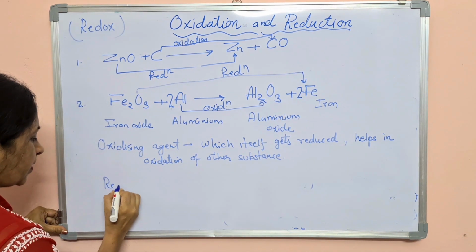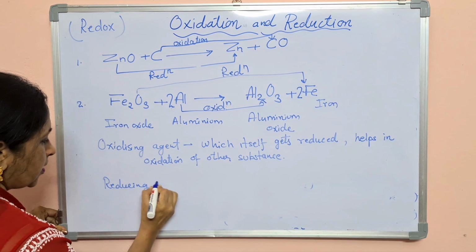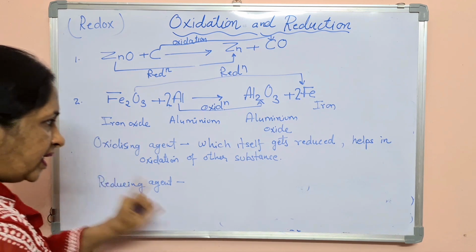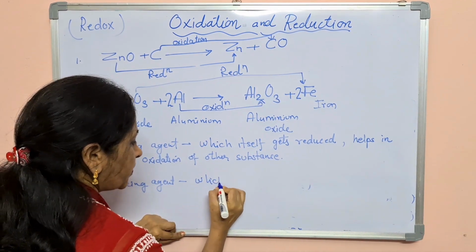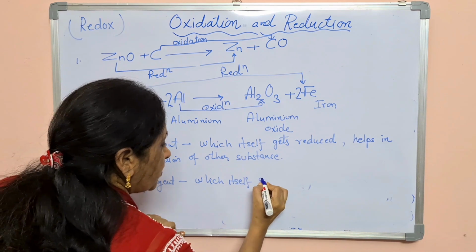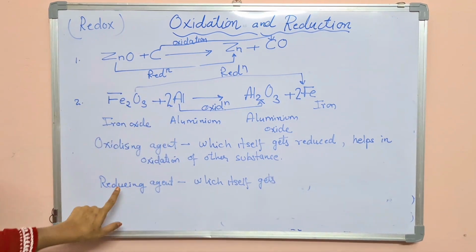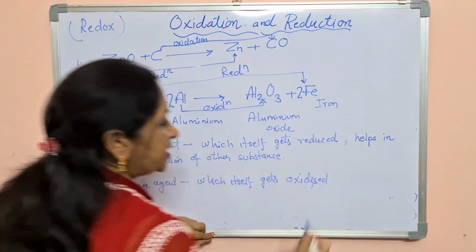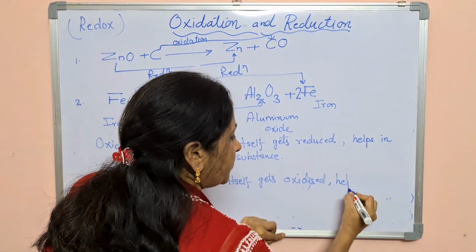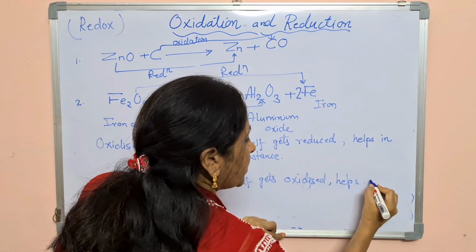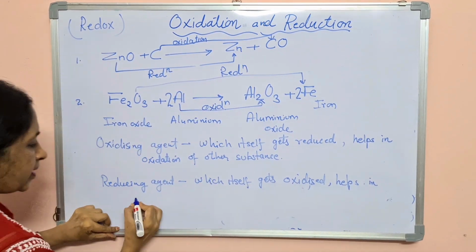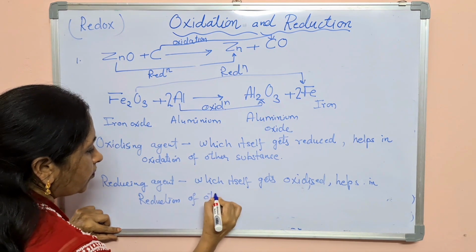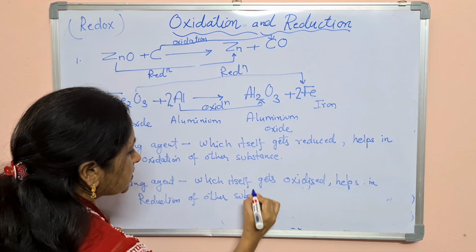Second term is reducing agent. Reducing agent is which itself gets oxidized, and helps in reduction of other substance.